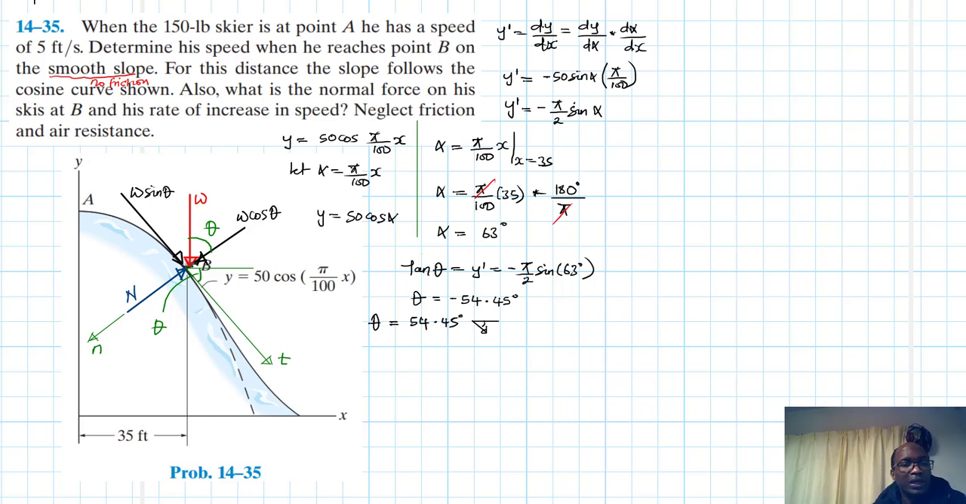Let's now apply the work and energy principle. The kinetic energy at A plus the total work from A to B is equal to the final kinetic energy at B. So I'll need this distance here.